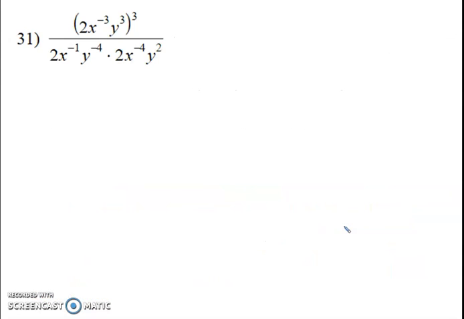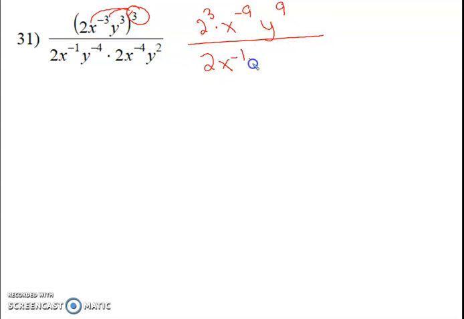Number 31, this is the last one we're going to do together. Let's start by distributing this 3 to everything. 2 to the 3rd times x to the negative 9 times y to the 9, all over 2x to the negative 1, y to the negative 4, 2x to the negative 4, y squared.